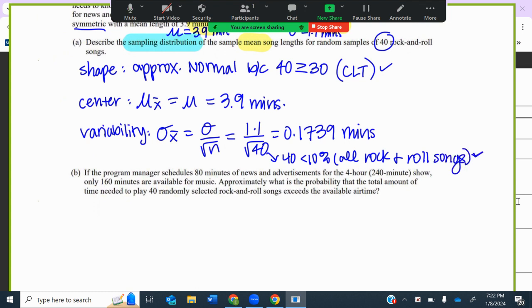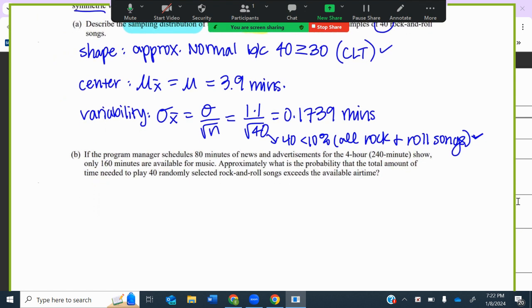Okay, the program manager schedules 80 minutes of news and advertisements for the 4-hour show. Only 160 minutes are available for music. This is probably the total amount of time needed to play 40 exceeds the available airtime. So here's the thing. We have a total amount right here, 160, but everything up here is about the mean amount. So we need to turn that total into a mean.